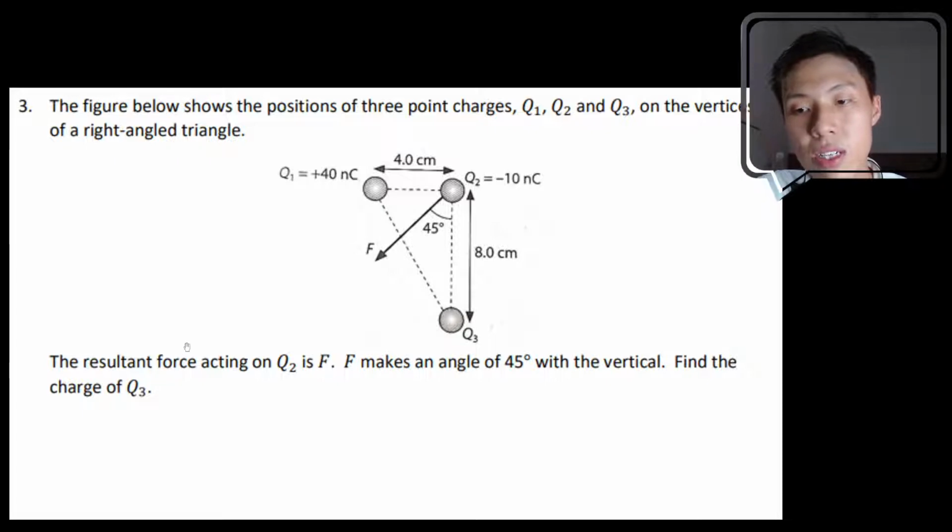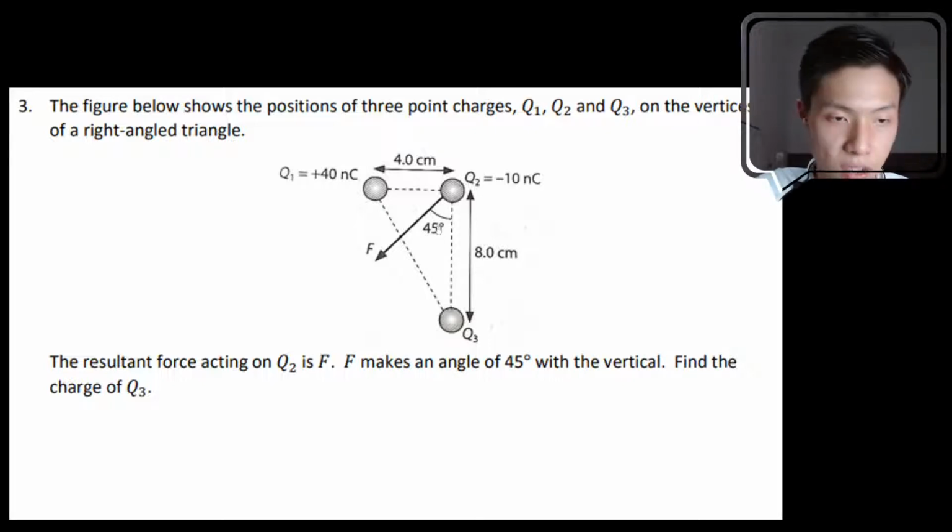Now they tell you that the resultant force acting on Q2 is F. So the resultant force is the net force acting on Q2. This net force must be a combination of the force exerted by Q1 on Q2, together with the force exerted by Q3 on Q2. If you combine these two forces using vector sum, you find that the resultant force is acting in this direction, which makes an angle of 45° with the vertical. This is the vertical line, and the angle from the vertical to the resultant force is 45°. And now they ask you to find the charge of Q3.